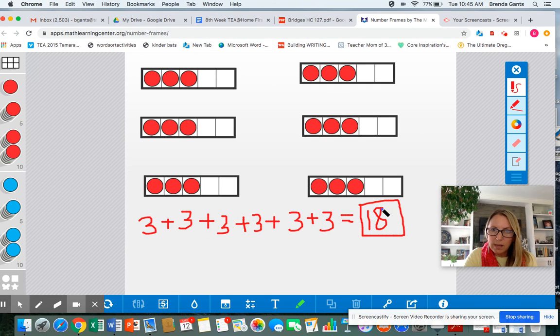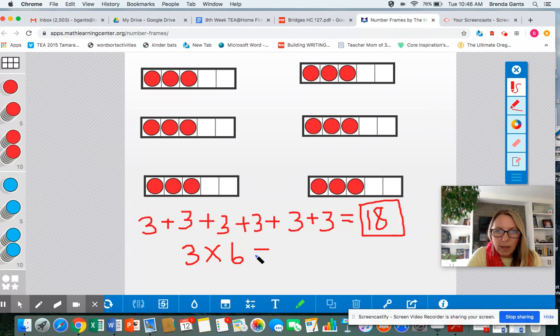Now that took a long time to write all those threes together, so I'm going to show you a shortcut. 3 seeds taken 6 times was equal to 18.